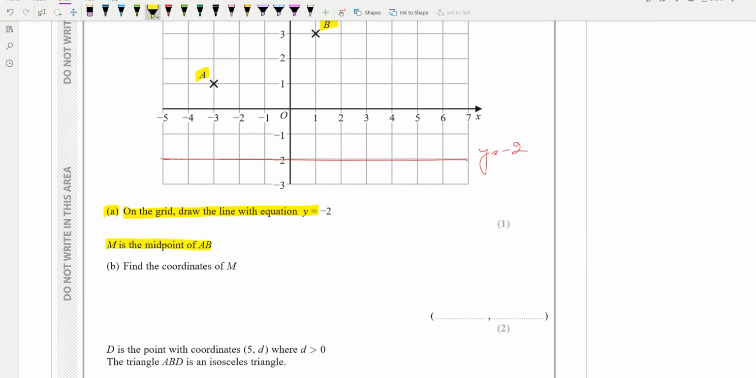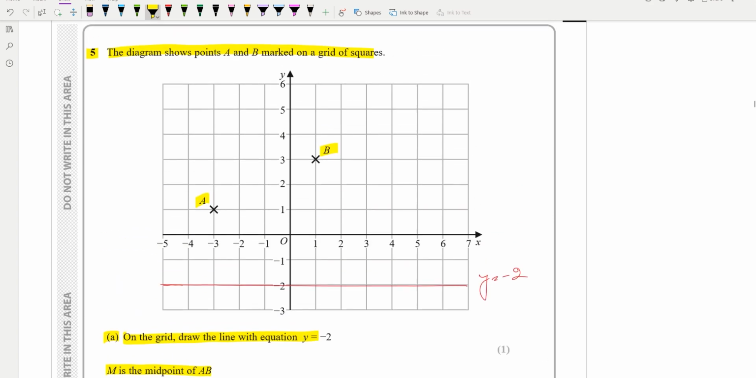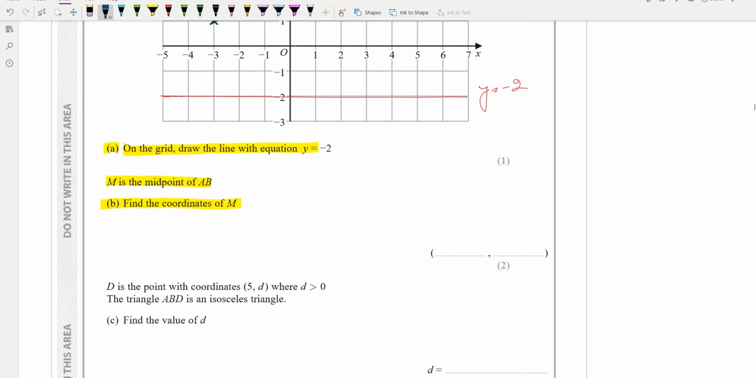M is the midpoint of AB. Find the coordinates of M. If we check the midpoint of AB, we can join this A and B points, and this one is A and B point, and this one is the midpoint M, and the coordinates we can check. This is -1 and 2, so we can write -1 and 2 will be the coordinates of the midpoint, which we can write over here -1 and 2, and this is a 2-mark question.